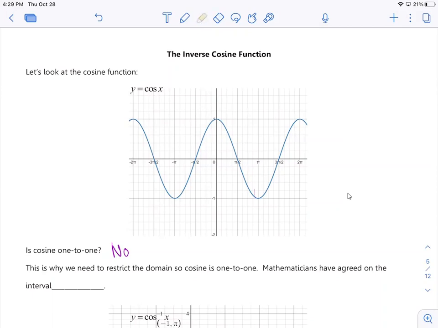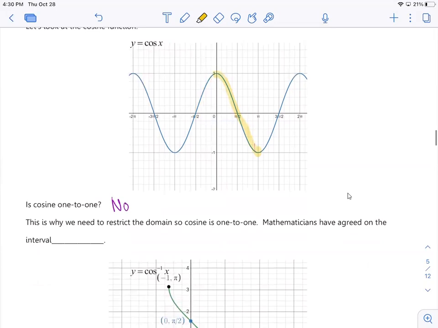Now, it would be so convenient if we could choose the same restriction we chose for sine, negative pi over 2 to pi over 2. But we can't because in that restriction, in that little piece, this is still not one-to-one. So I can't choose that. So that is why mathematicians chose for your domain from 0 all the way to pi. Because that way we're going to hit every single one of our outputs that we need to hit because it's periodic. So from that point on, it just starts to repeat itself. So our interval for our inverse cosine is from 0 to pi.